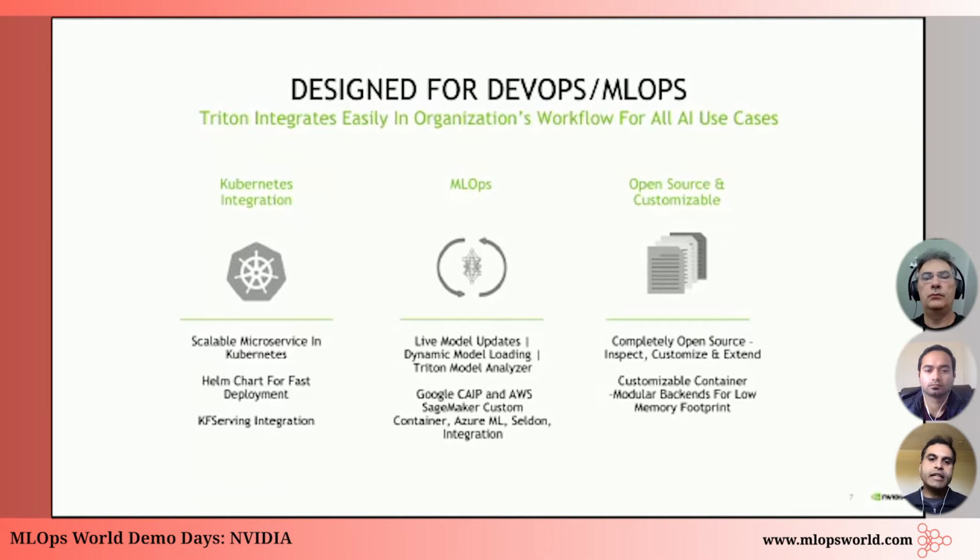And to make it easy, we are integrating Triton into some of the standard MLOps platforms that people use. For example, Triton can be used in Google Cloud, which they have now rebranded as Vertex AI. It can be used in SageMaker. It's natively part of the Azure ML pipeline. And some of the other providers like Seldon and ClearML have integrated Triton as part of their offerings as well. And as Mohan said in the beginning, this is open source.